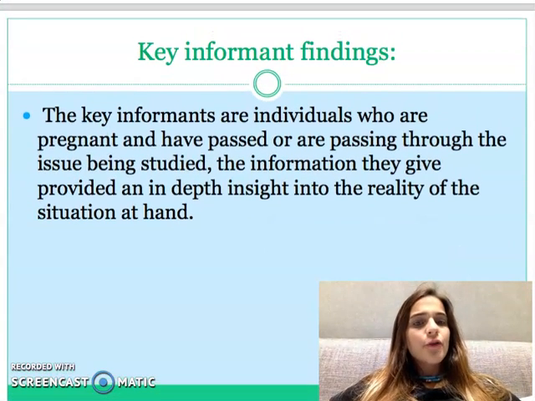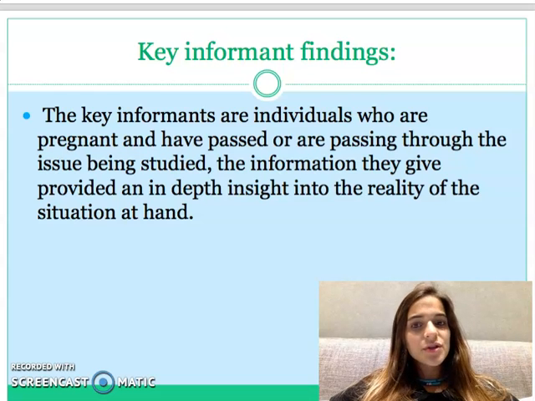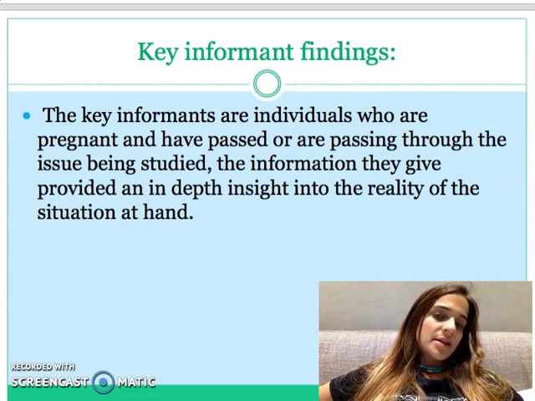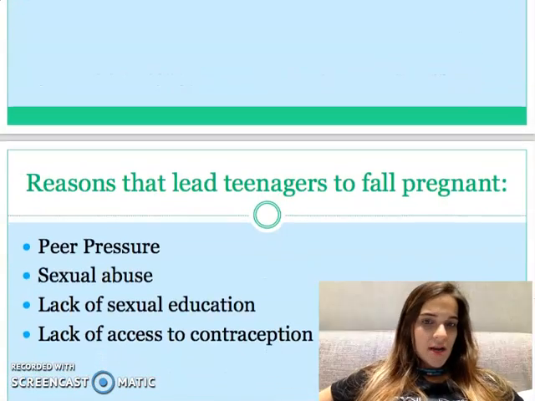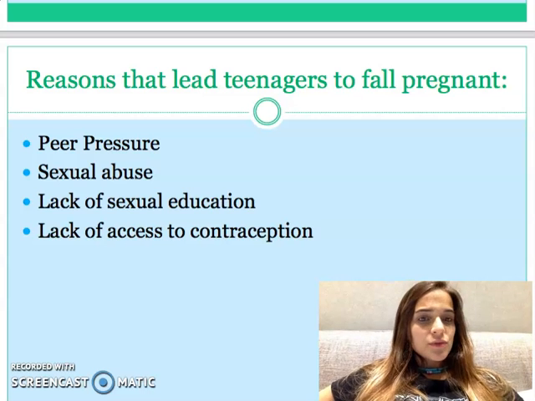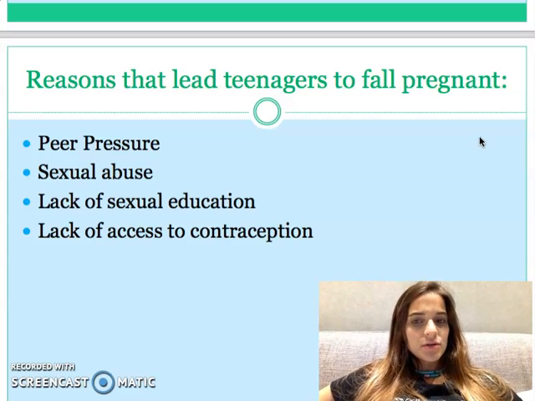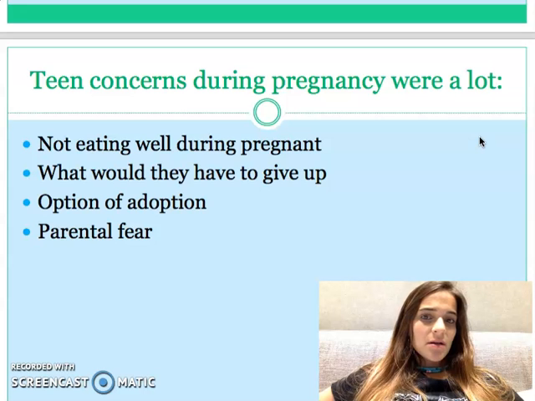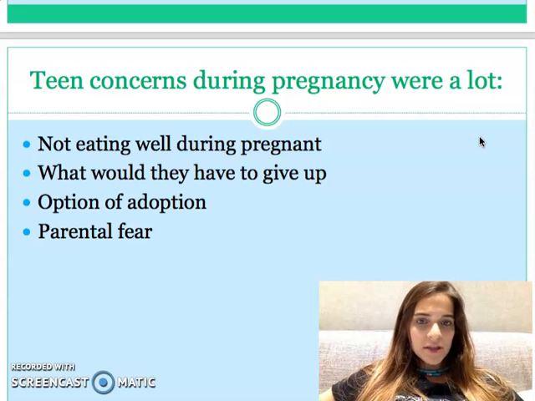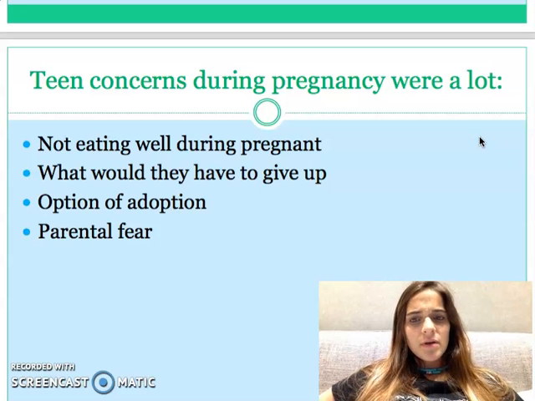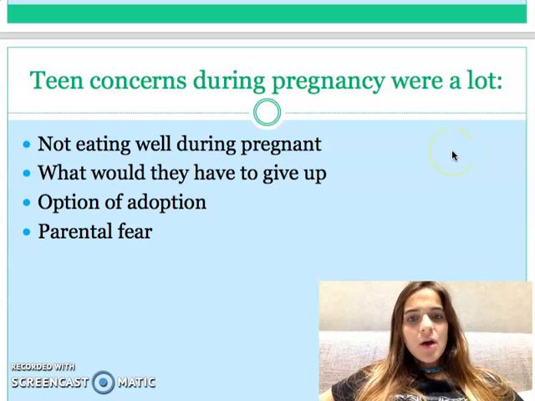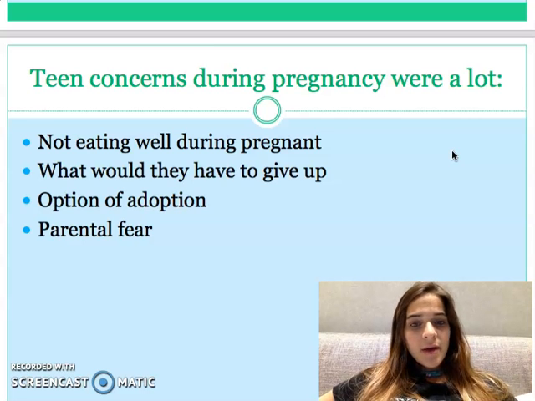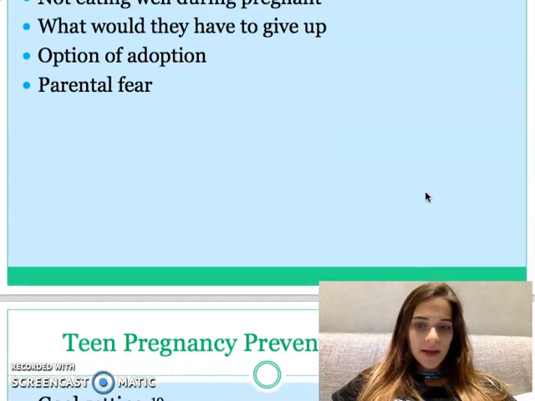Key informant findings. The key informants in this community of interest assessment are the individuals who are pregnant and have passed or are passing through the issue being studied. The information that they give will provide a deep insight into the reality of the situation at hand. The reasons that led teenagers to fall pregnant were peer pressure, sexual abuse, lack of sexual education, and lack of access to contraception. The teen concerns that were collected from the key informants during pregnancy were many. Among them were not eating well during pregnancy, what they would have to give up, the option of adoption, and the parental fear of what has to come next.